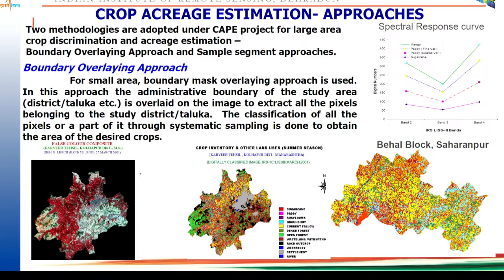After collecting ground truth, which is the crop cultivated and the locational coordinates of that particular crop, it is used for the classification. So here you can see we were able to classify. Also, even some paddy, basmati variety and old variety, we could classify within the Saharanpur Behat block.